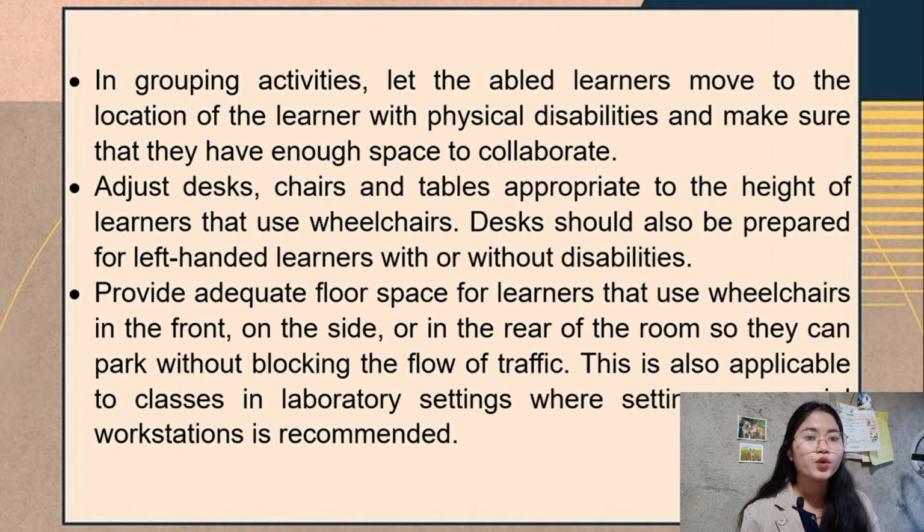Number 3, in grouping activities, let the abled learners move to the location of the learner with physical disabilities and make sure that they have enough space to collaborate. Yes, this is related to the pointer number 2, where students need enough space to collaborate with one another without hurting or bumping into each other.